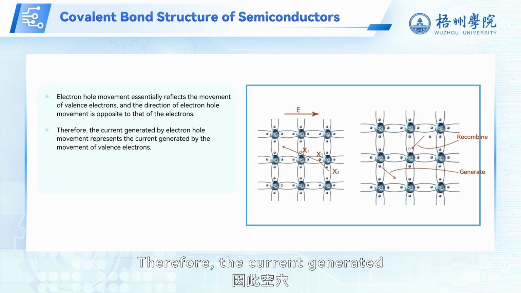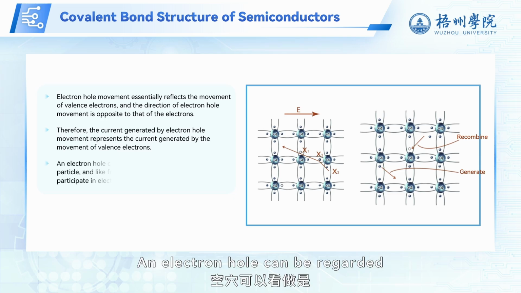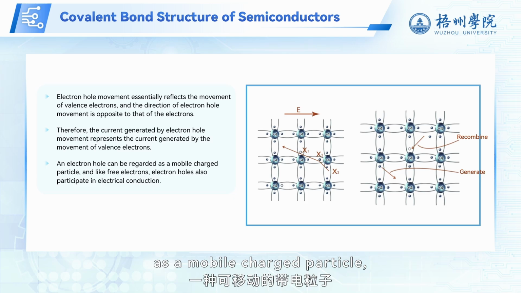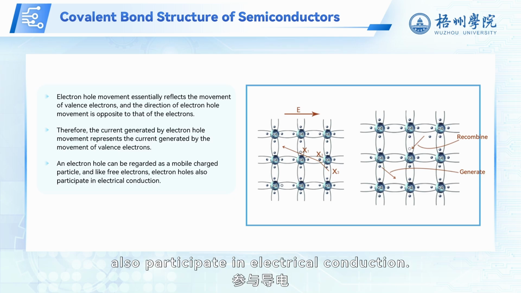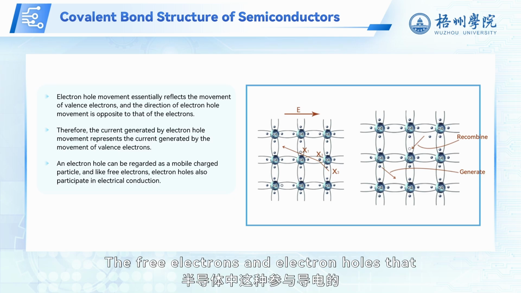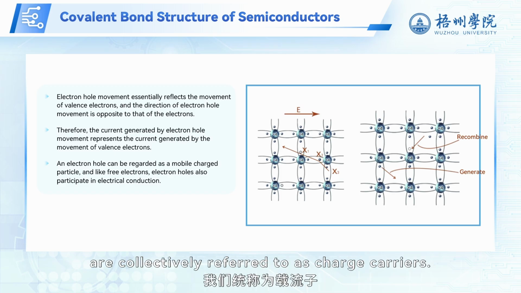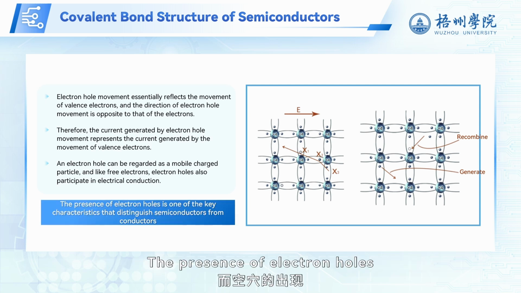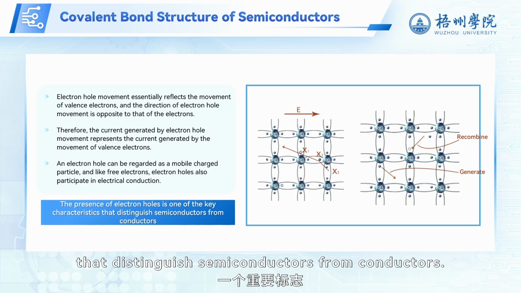Therefore, the current generated by electron hole movement represents the current generated by the movement of valence electrons. An electron hole can be regarded as a mobile charged particle, and like free electrons, electron holes also participate in electrical conduction. The free electrons and electron holes that participate in conduction in a semiconductor are collectively referred to as charge carriers. The presence of electron holes is one of the key characteristics that distinguish semiconductors from conductors.